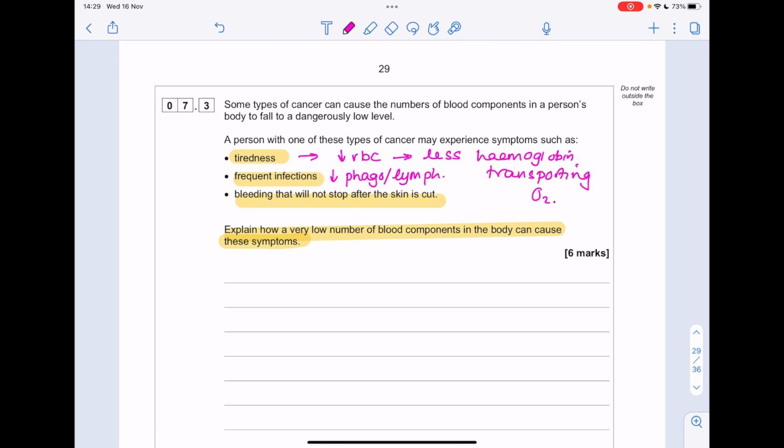Bleeding that will not stop after the skin is cut. Well, it's platelets, which remember are found in the blood. They're what clot the blood at the site of a wound. So fewer platelets would mean you'd get more bleeding.